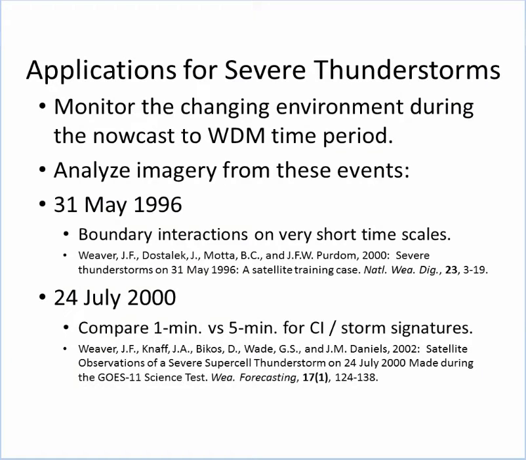We just looked at the pre-storm environment, and that will substantially increase your understanding of doing that mesoanalysis when you have that additional 1-minute imagery. You'll have a better contextual understanding of what's going on with the additional imagery. The other major application with the 1-minute imagery will be to monitor the changing environment during the nowcast to warning decision-making time period. And we'll go ahead and look at a couple of different events here, and these two events had some papers associated with them, so if you're interested in reading the entire paper, we list the references here.